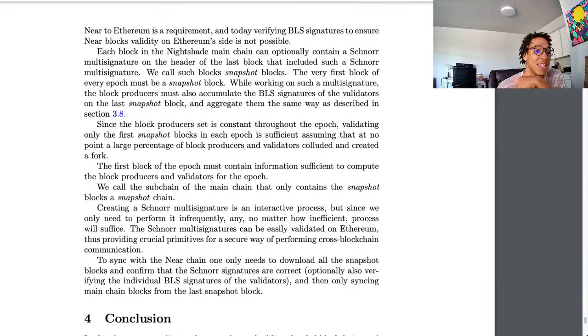The Schnorr multi-signatures can be easily validated on Ethereum, which is very good, which means now you can start sending assets back and forth, waiting those 3 days, and the assets should be on Near. To sync with the Near chain, one only needs to download all of the snapshot blocks and confirm that the Schnorr signatures are correct, optionally also verifying the individual BLS signatures of the validators, and then only syncing main chain blocks from the last snapshot block.